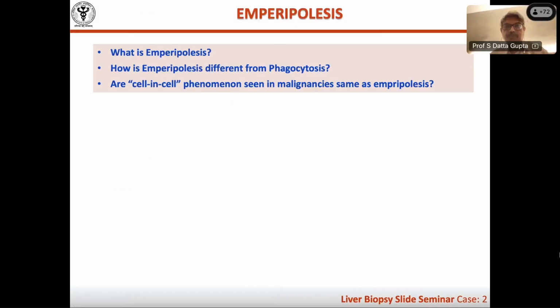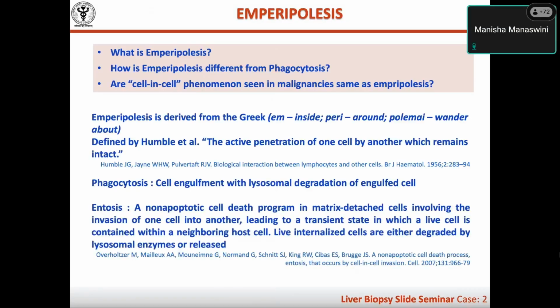Now here we come to the thing: what is emperipolesis? Any one of you, quick, before we wind up? Anyone? One cell inside of another cell is called... Very good, very good. So it is active penetration of one cell into another. It should be active. And the second cell should be intact. It should not burst.